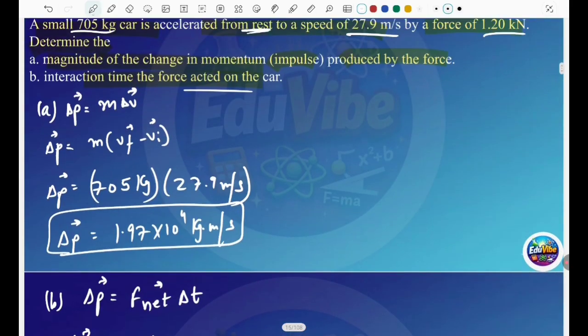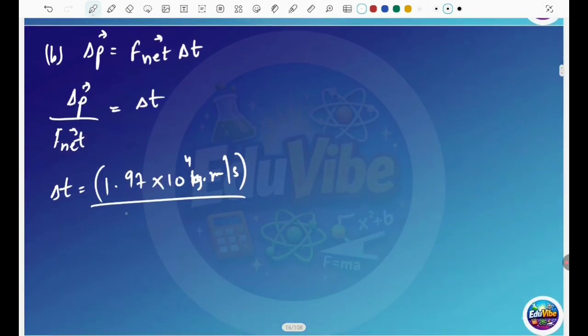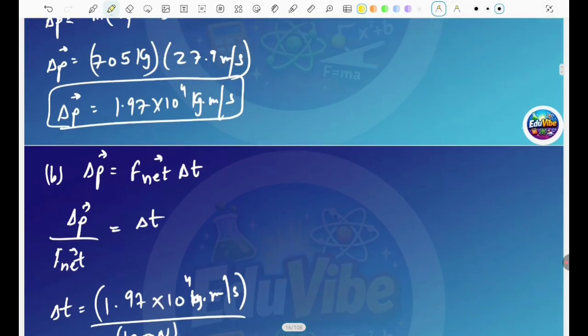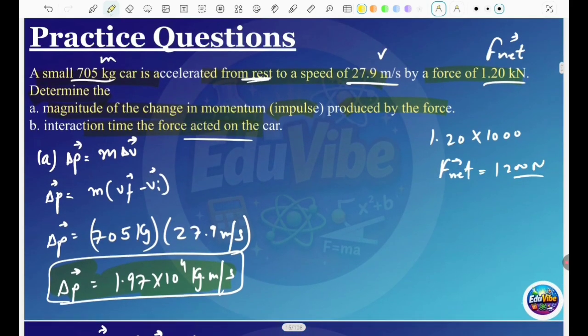This is basically 1.20 times 10 raised to the power 3, which gives about 1200 newtons. You have to use the newtons. So 1200 newtons. When you calculate this, you get delta T of about 16.4 seconds. This is delta T. This is your change in momentum. This is the impulse. So that's our question.